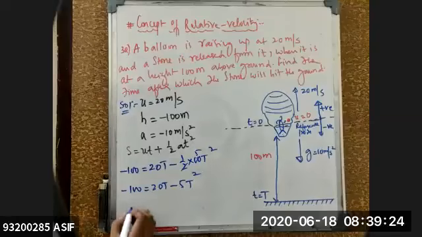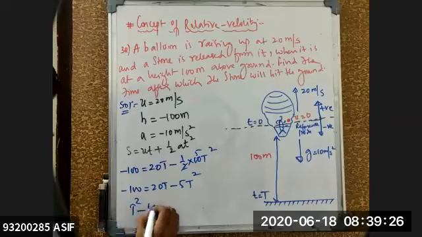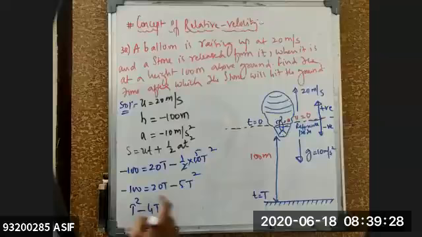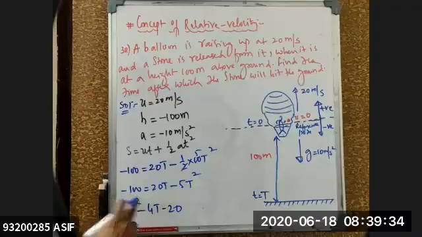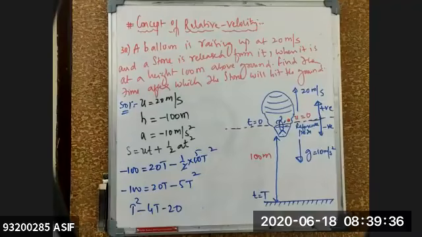That means this will become t square minus 4t minus 20, and then t square, 5 fours are 20, 5 twos are 10. So it is nothing but t square minus 4t minus 20 equals 0. So what I am getting right now? A quadratic equation. Can I calculate the value of time from this?